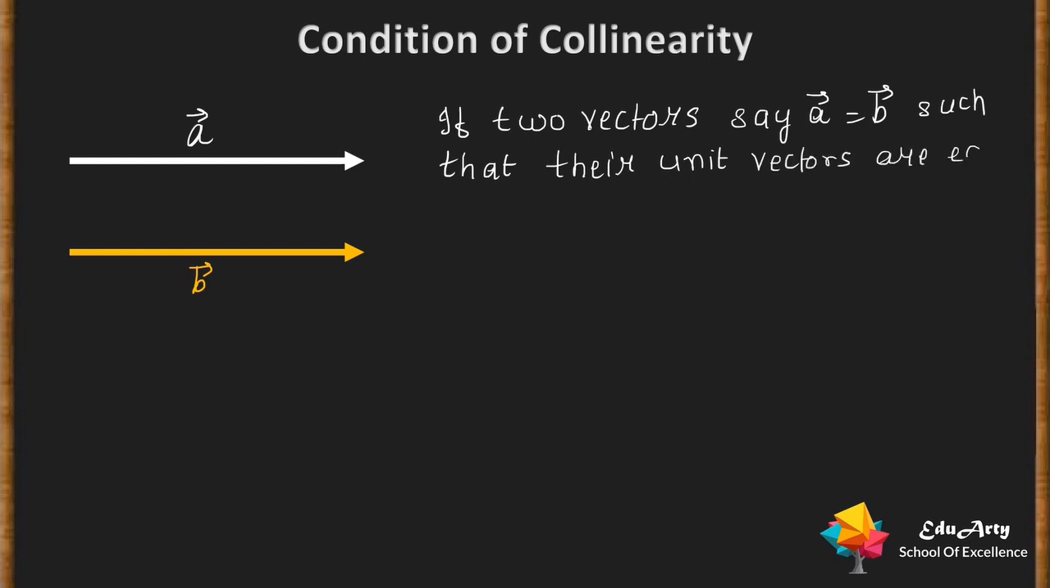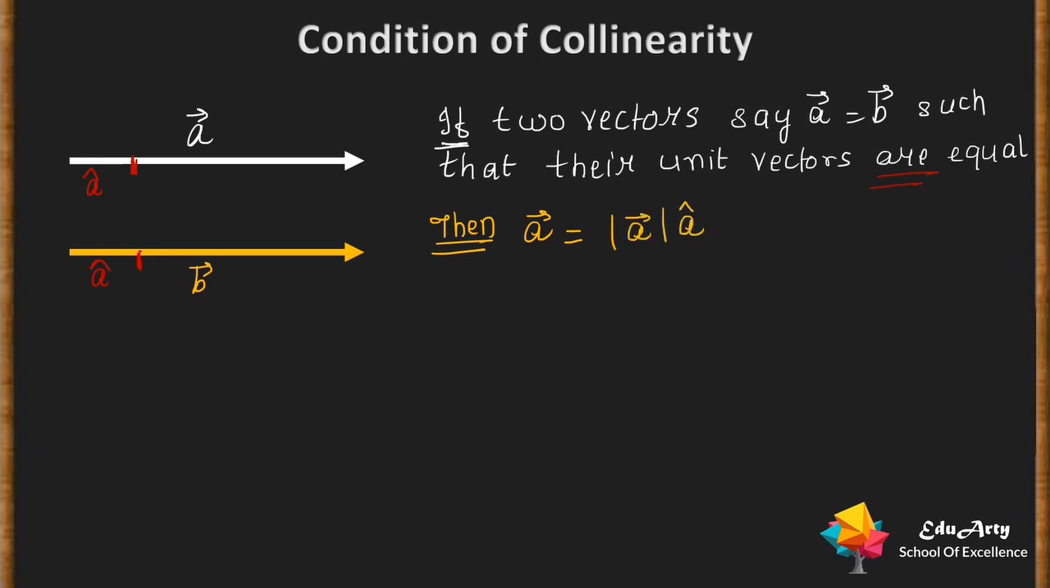Correct, their unit vectors are equal. That means, if I say that the unit vector of this is going to be a cap, and I am saying the unit vectors are equal, then the unit vector of this will also be a cap. Then we have A vector is equal to magnitude of A vector into a cap.